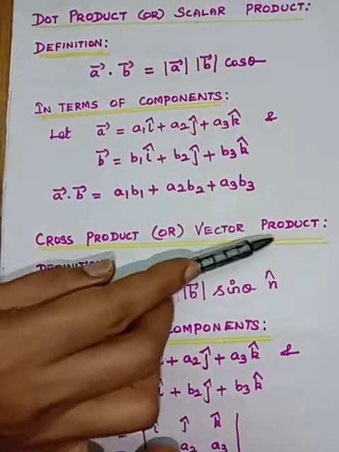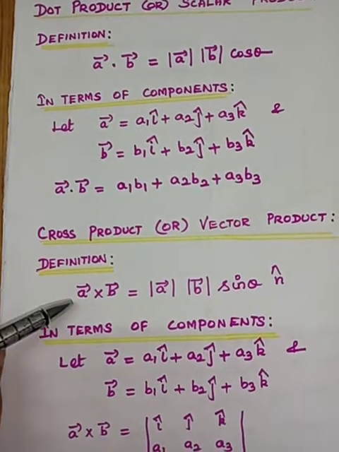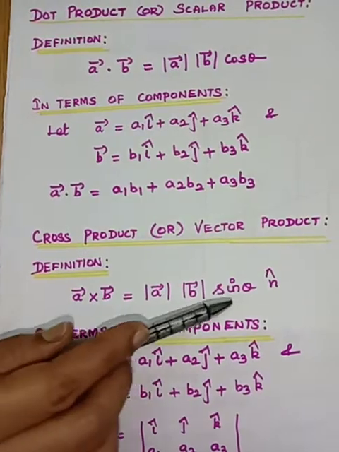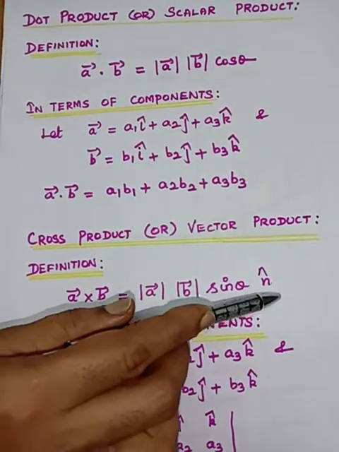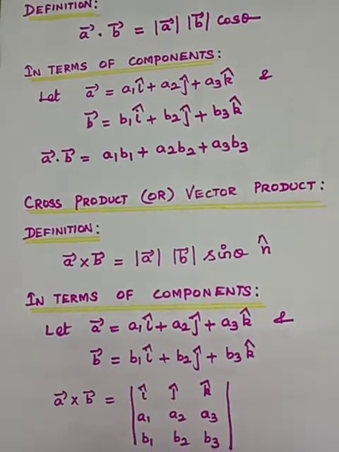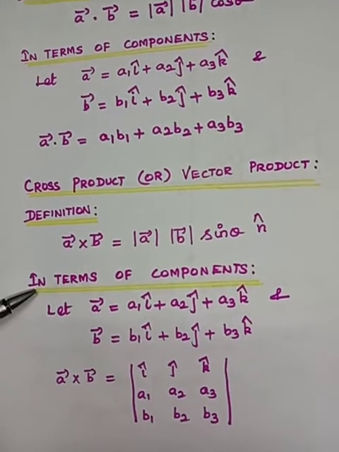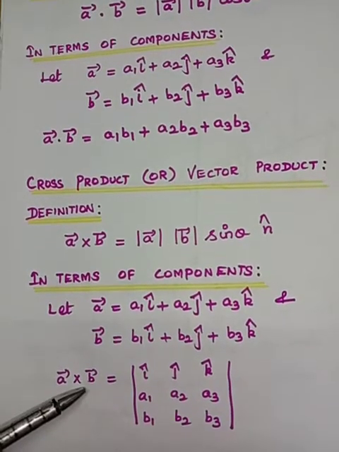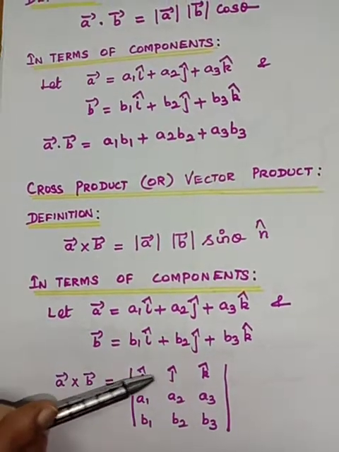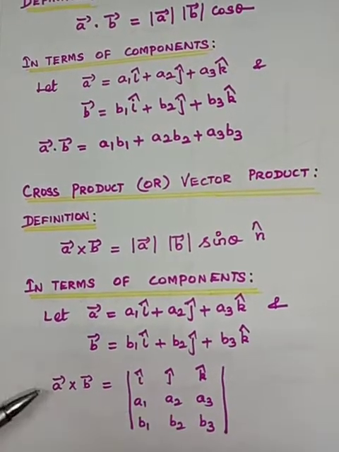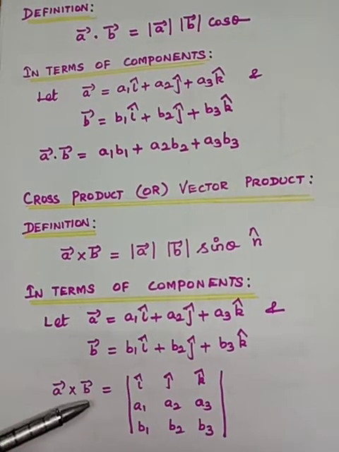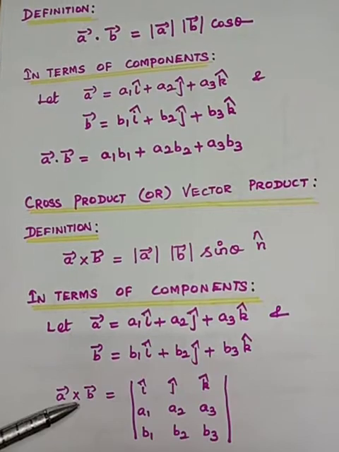Next we are moving to the cross product, also called vector product. The definition is a vector cross b vector is equal to modulus of a vector, modulus of b vector, sin theta n cap, where n cap is the unit vector which is perpendicular to a vector and b vector. In terms of components, the cross product is equal to the determinant. In the first row you write i, j, k. In the second row, the components of the first vector. In the third row, the components of the second vector.